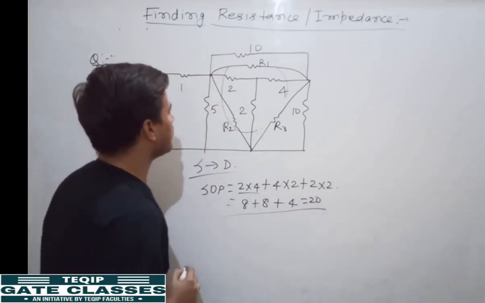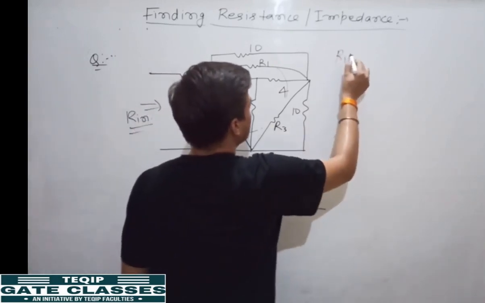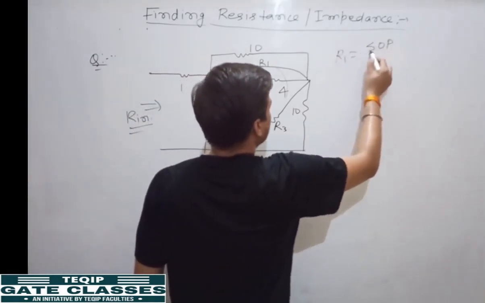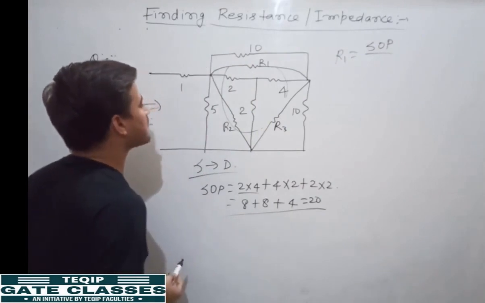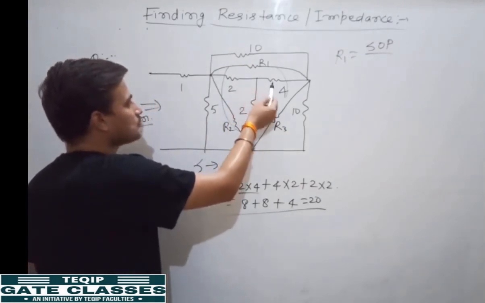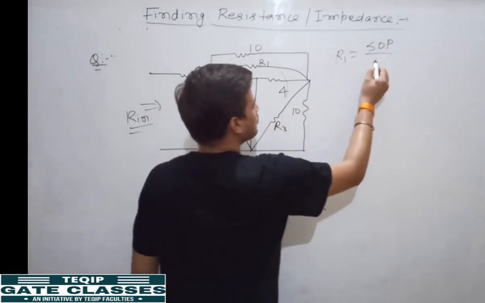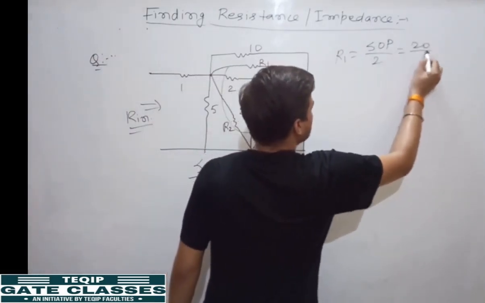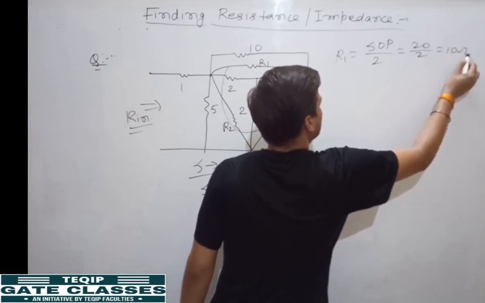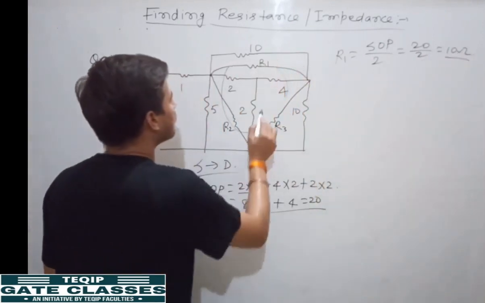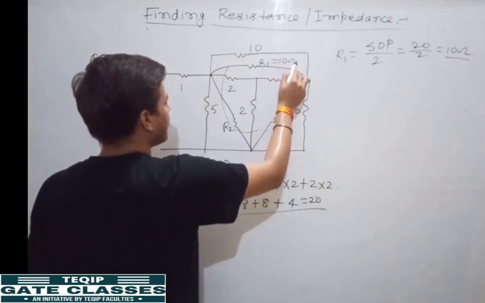So what will be the value of R1? SOP divided by one resistance. Which resistance? This one. Because 2 and 4 ohm are already connected with R1. So we will divide by 2. That means 20 by 2, that means 10 ohm. So R1 is equal to 10 ohm.